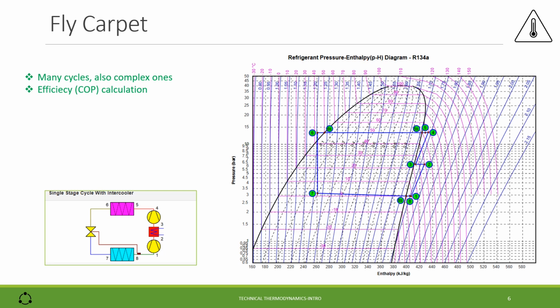Efficiency calculation is given, and you can represent both the pressure-enthalpy and the temperature-entropy diagrams. Unfortunately, there are only few refrigerants available, and few of them are old ones, not any longer in use.